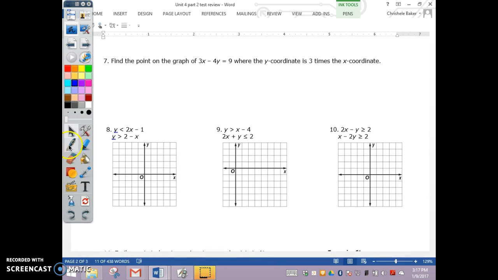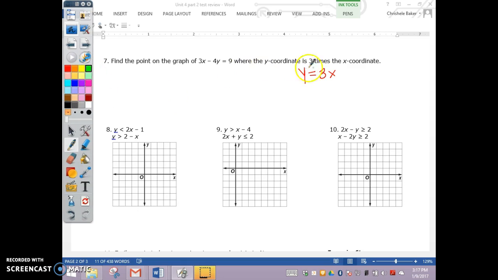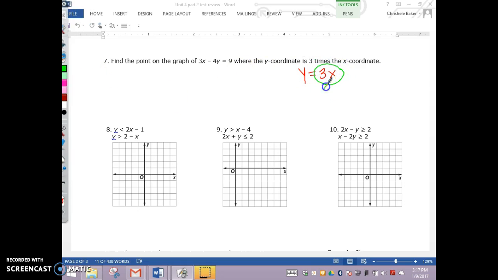Okay, find the point on the graph of 3x minus 4y equals 9 where the y coordinate is 3 times the x coordinate. Y coordinate is 3 times the x coordinate. Substitution again. I have y by itself, so I'm going to go ahead and take what y equals and plug it right in.